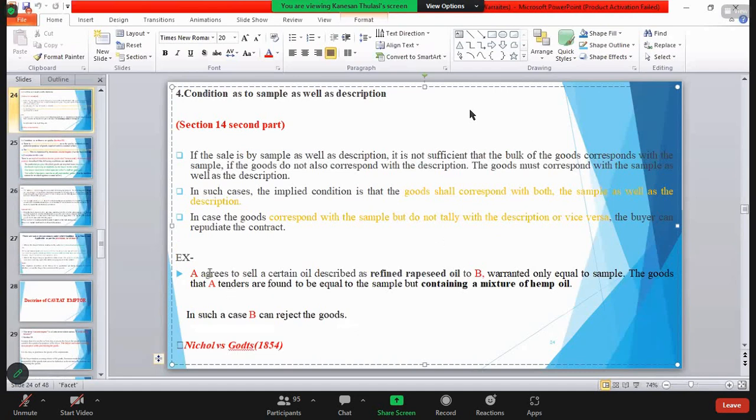See the example. A agreed to sell a certain oil described as refined rape oil, to be warranted only equal to sample. The goods that A tenders are found to be equal to the sample but containing a mixture of cheaper oil. So the buyer shows the sample and describes that he needs refined oil equal to the sample, but the oil given by the seller contains a mixture of another oil. So B, as a reasonable buyer, can repudiate the contract. So if you are a buyer entering into the contract by sample as well as description, the seller has to give goods which correspond with the sample as well as the description. Both should correspond. Okay.